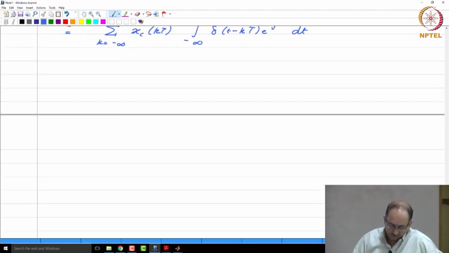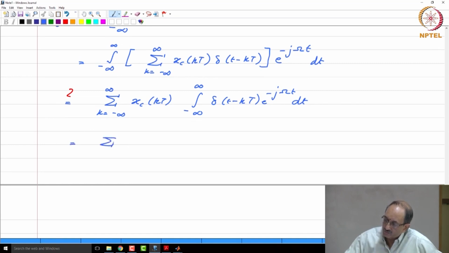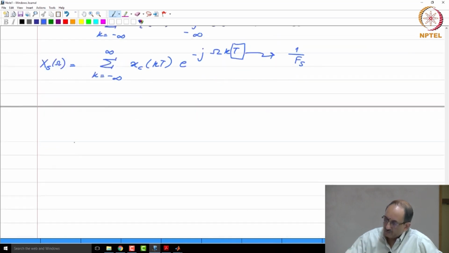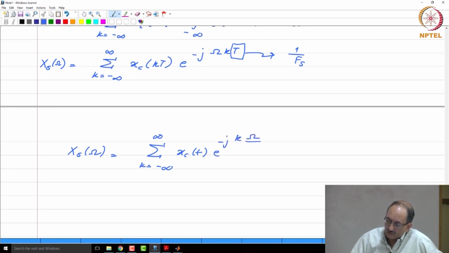Again, this is all review from what you have seen earlier. This is just a recap, nothing new is here. So, this becomes xc of kT, and this of course is e to the minus j omega kT, and this is xs of omega. And T is 1 over fs, and xs of omega is the sum over k going from minus infinity to plus infinity of xc of kT e to the minus j omega k over fs, and this omega is exactly this omega.